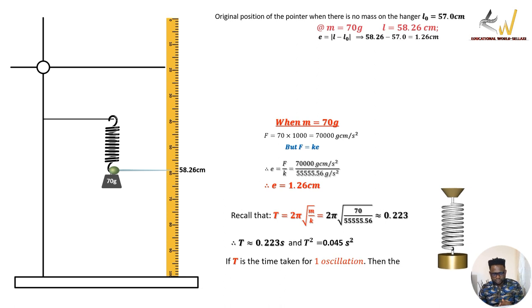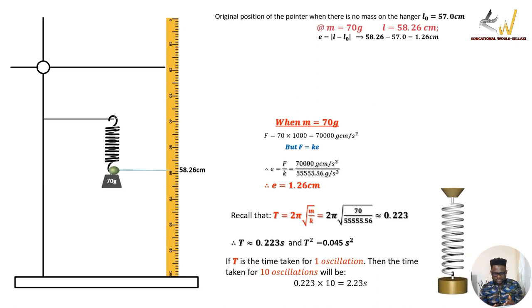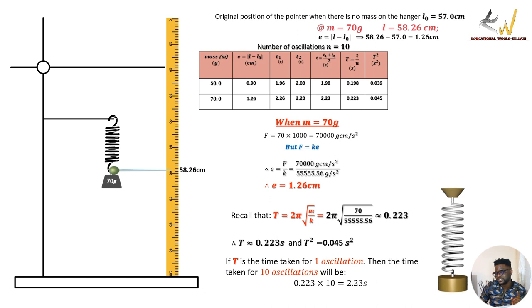So for the period, I will just put the values where necessary. The period is approximately 0.223 seconds, and the square of the period is 0.045 seconds square. So if the time taken to complete one oscillation, which is the period, is 0.223 seconds, that simply means that the time taken to complete 10 oscillations will be 10 times that, which is 2.23 seconds.